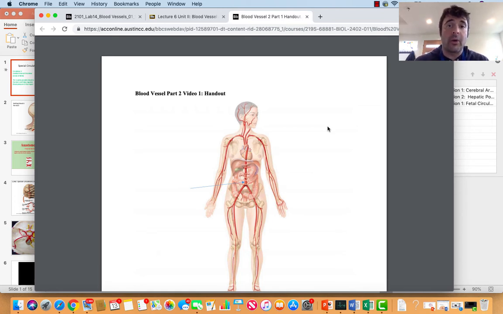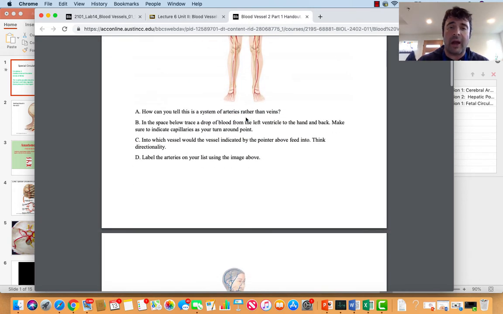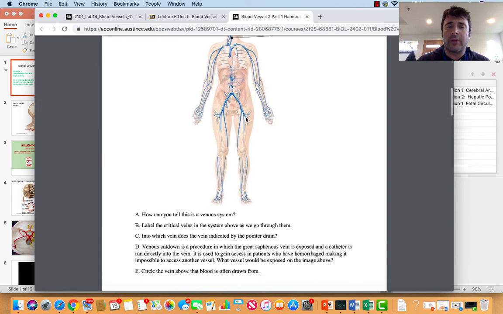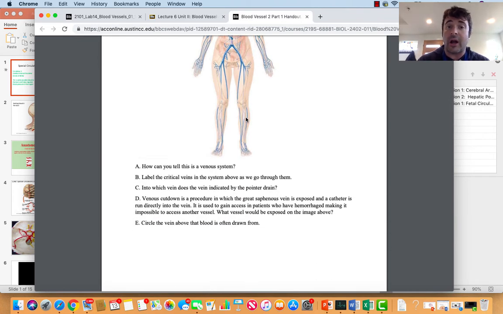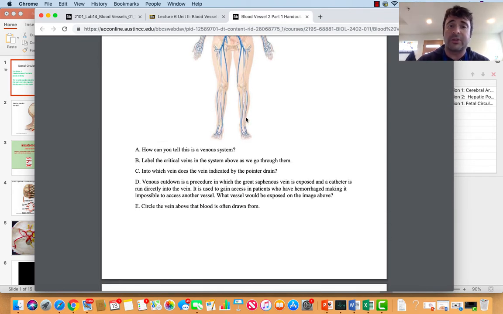So, what we're going to be going over is Blood Vessel Lecture 2, Part 2, which covers the special circulation. If you remember from the previous blood vessel lecture, you had this as your handout. You should have your handout printed and available to you so you can track along with the lecture and answer some of the questions that we're going over while you're actually watching the video.